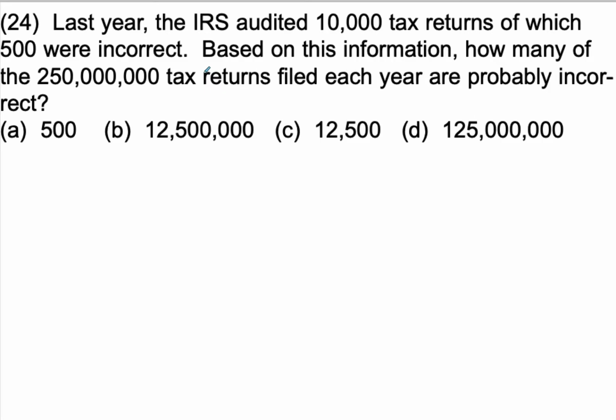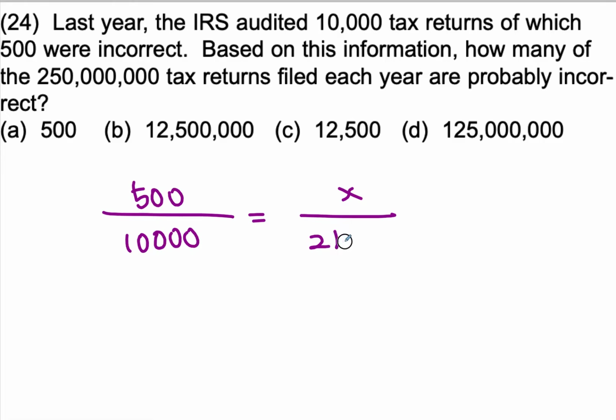All right, number 24. Last year, the IRS audited this many returns. Out of that, 500 were incorrect based upon this information. How many of this many filed each year are probably incorrect? So we have to look at the proportion here. So 500 over 10,000 should be in the same ratio as x over 250 million. Let me just write that n for million.